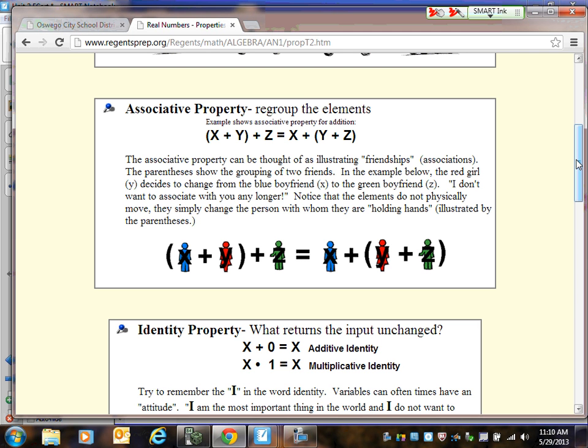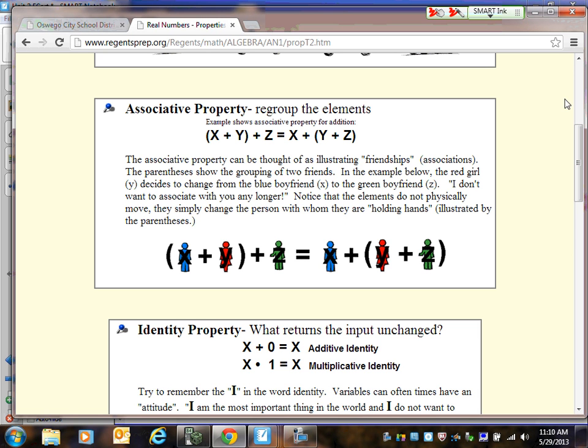So at first she's friends with the blue person, they're associated with each other, then that person really says something really messed up, so she's like, look, forget you. Then she starts and gets real friendly with the green person. So no one actually physically changed position. The only thing that changed was the actual associations they had with each other. I really like this illustration.